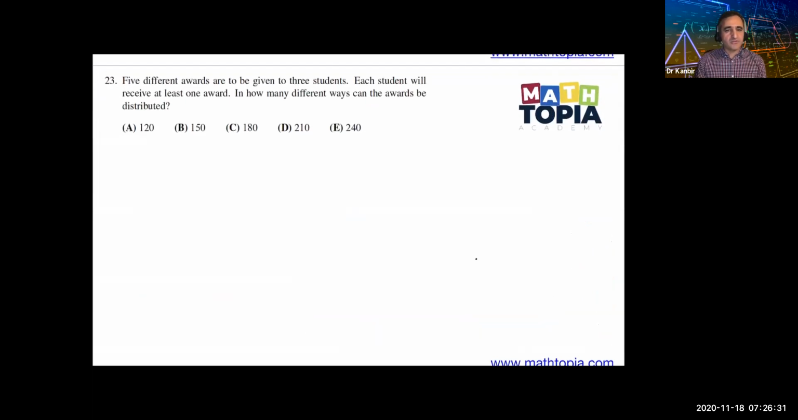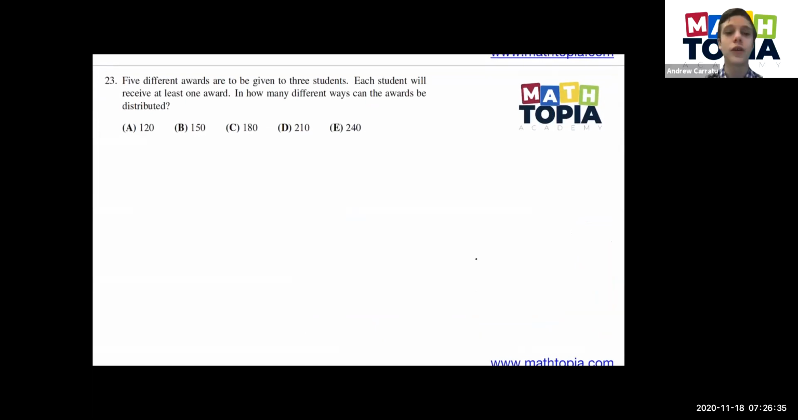AMC 8 2020. Yes. So this one is really casework.